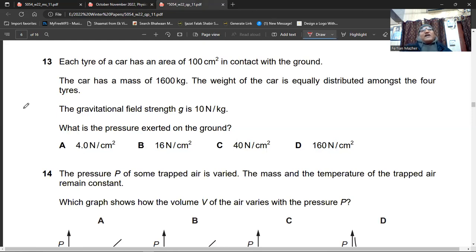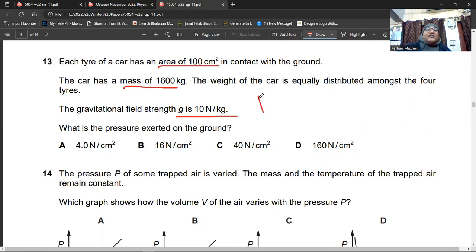Each tire of a car has an area of 100 centimeters square in contact with the ground. The car has a mass of 1600 kg. The weight of the car is equally distributed amongst the 4 tires. The gravitational field strength g is 10 Newton per kg. What is the pressure exerted on the ground?